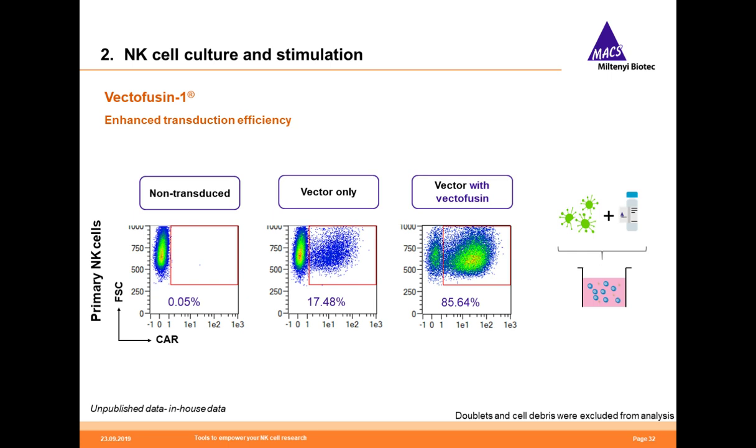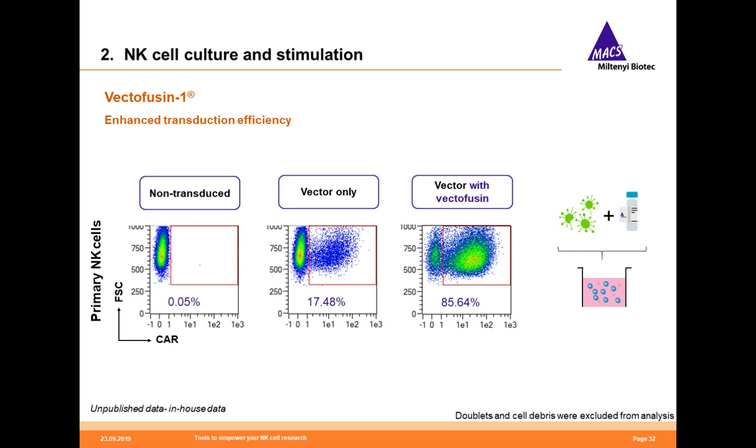If you want to see some data, here is some. These are primary CAR NK cells. On the left side, you will see non-transduced, then only the vector, with around 70% efficacy. And if you use Vectofuscin, then this enhancement is up to 85%. So this could be really valuable in your research.